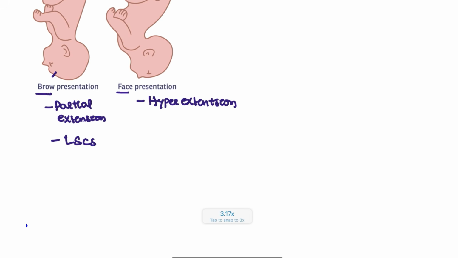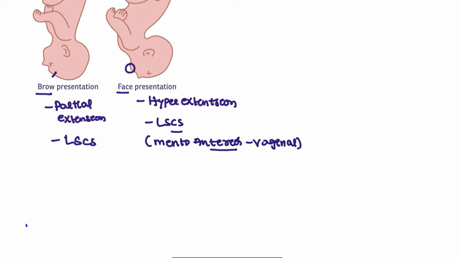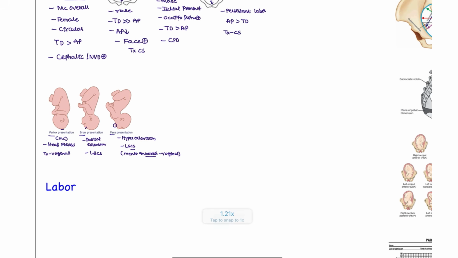Next, for the fully extended face, most of the time we will proceed for LSCS, but there is a catch. If the baby is presented as mento-anterior, meaning the mentum is toward the front of the pelvis, then we can try for vaginal delivery, and in all remaining cases we can go for LSCS. These are the criteria that we have to follow.